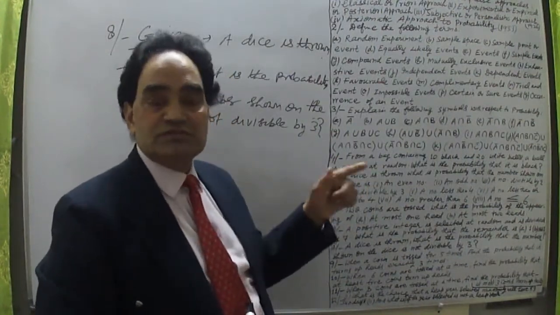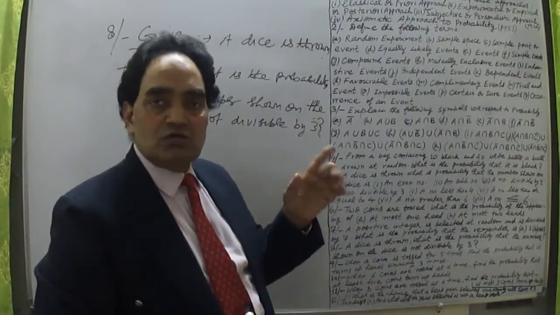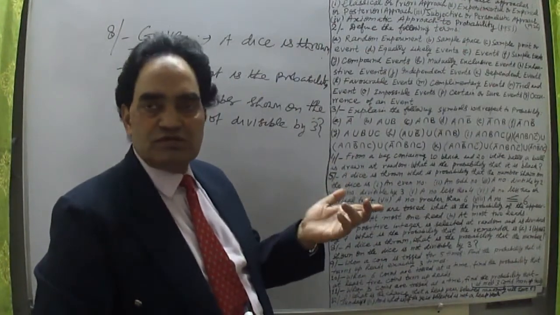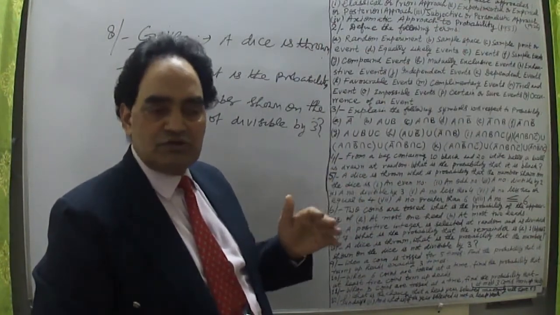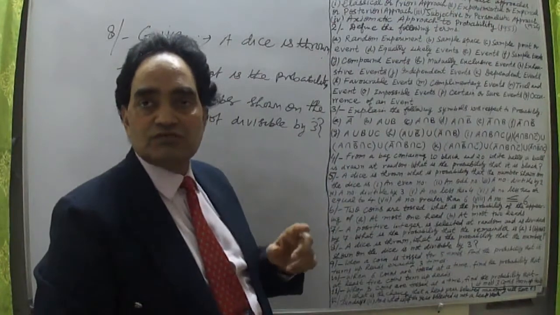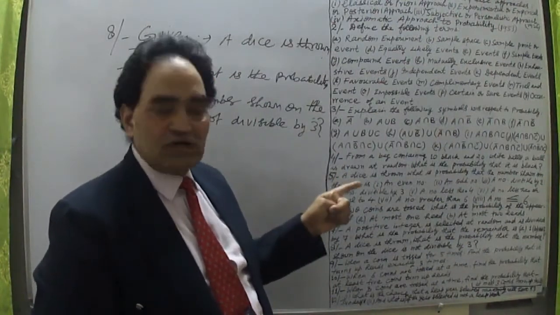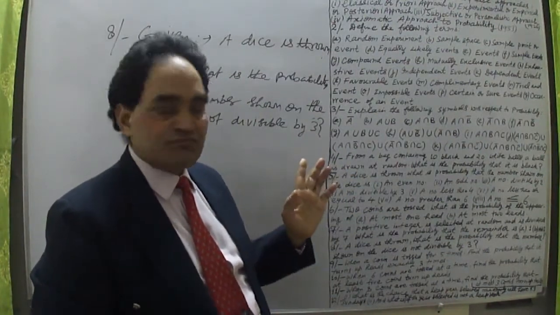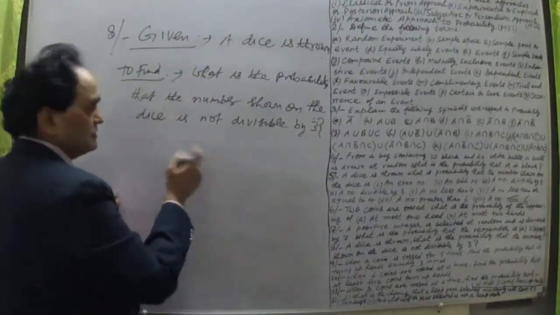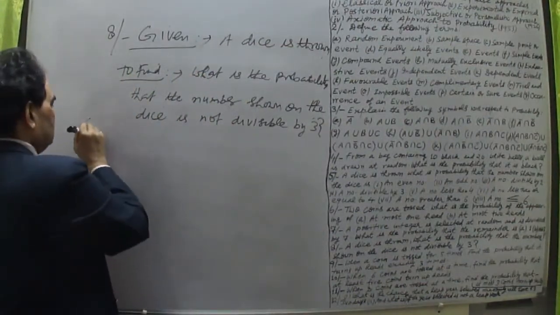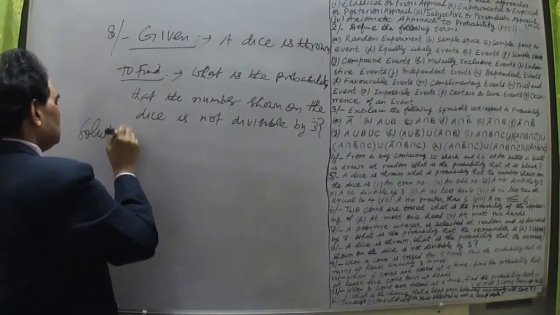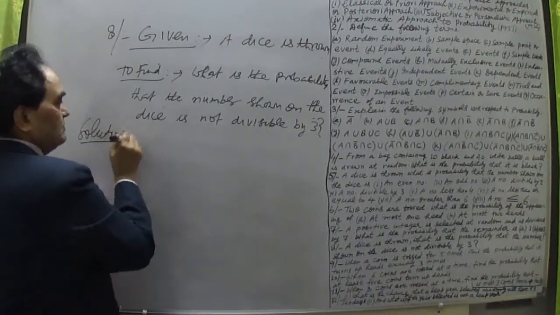The probability of the numbers which are divisible by 3 is 1 by 3, because 2 cases are there, 3 and 6. But we have to find the probability of the number shown on the dice which is not divisible by 3. That we have to calculate. So that can be done in 2 ways. I just calculated this kind of question in the previous one.